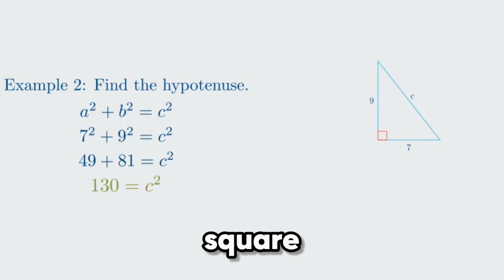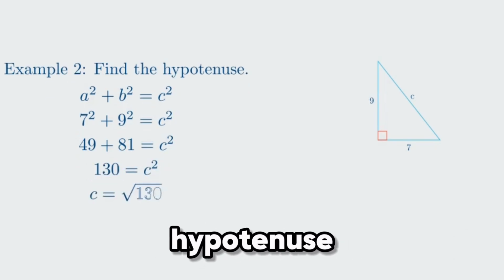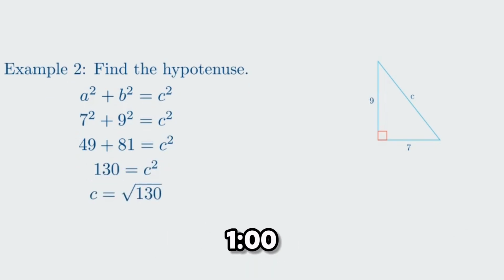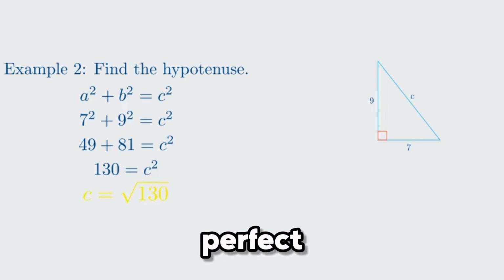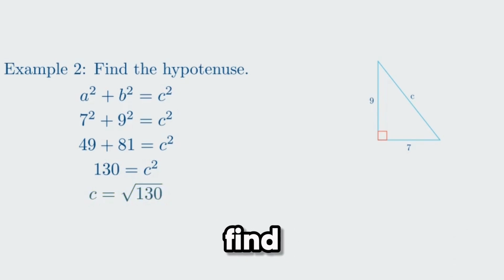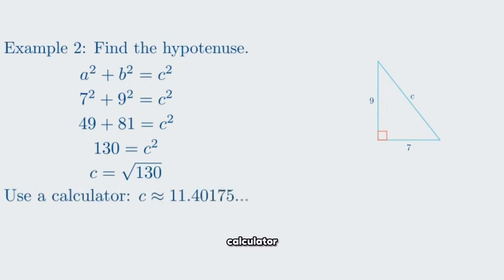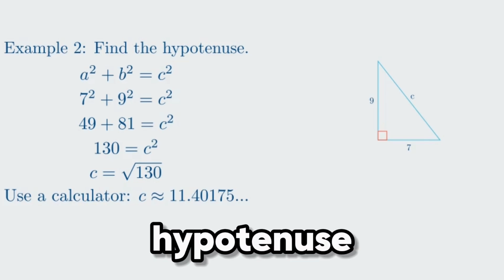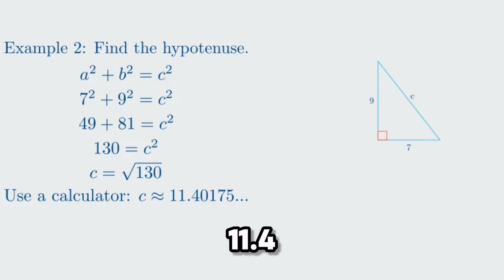Now we take the square root of both sides. The hypotenuse, C, is the square root of 130. This time, the answer is not a whole number. 130 is not a perfect square. How do we find its value? This is where we use a calculator. The square root of 130 is approximately 11.40. So we'd say the hypotenuse is approximately 11.4.